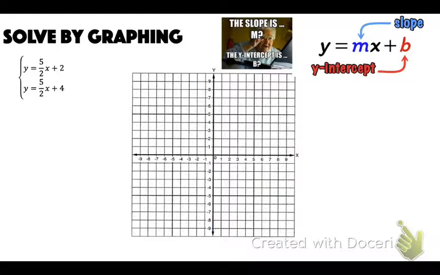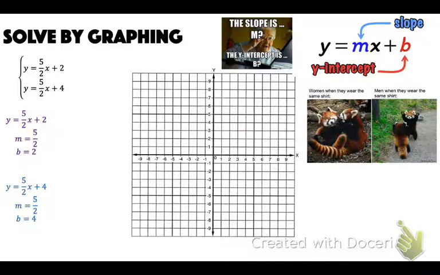So y equals 5/2 x plus 2, and y equals 5/2 x plus 4. If we graph the 5/2 x plus 2, that means we have a slope of 5/2 and a y-intercept of 2. This one, 5/2 x plus 4, has a slope of 5/2 and a y-intercept of 4, which means that we have the same slope here, right?